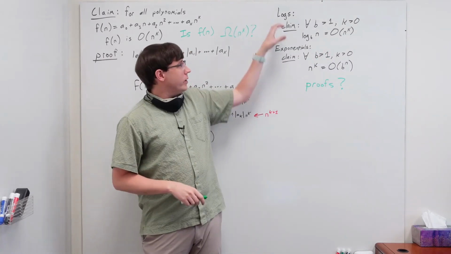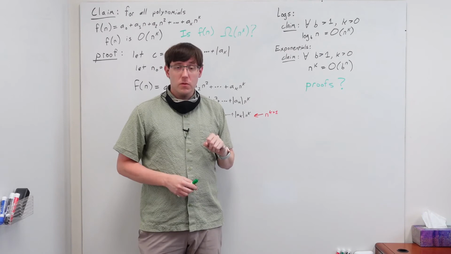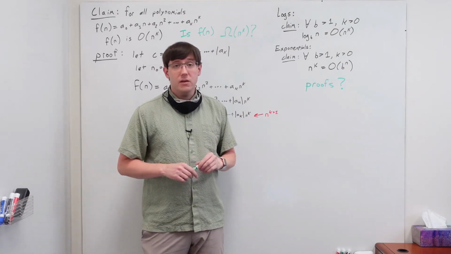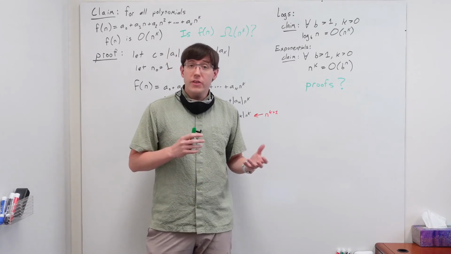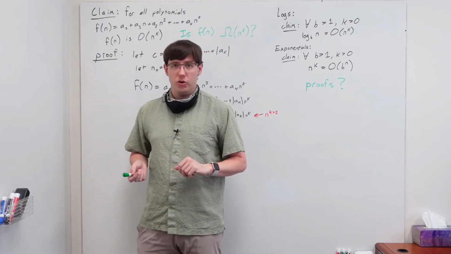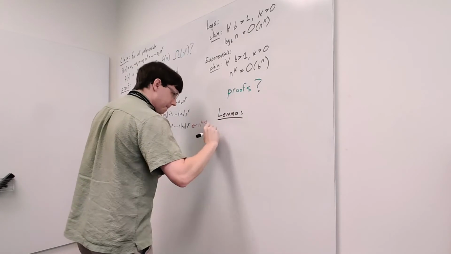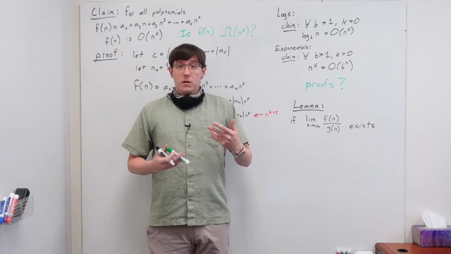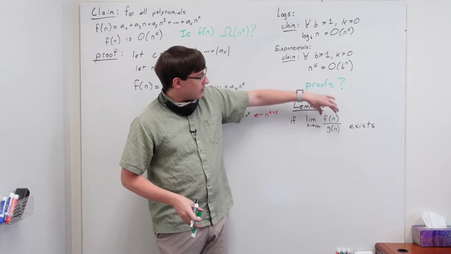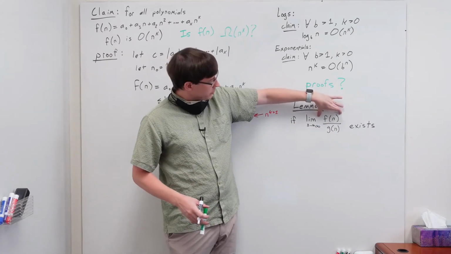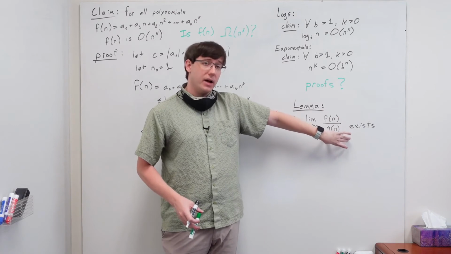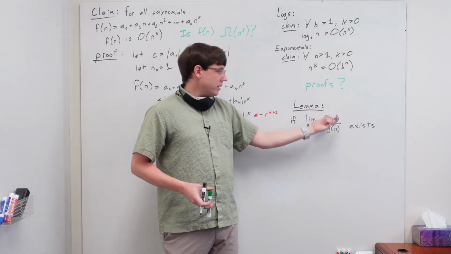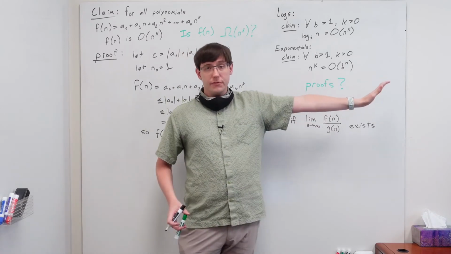So, how would we prove these claims? Well, the easiest way I know of is to use a lemma that gives us an alternate way of thinking about big O notation. So, here we're thinking about taking the output of function f and dividing it by the output of function g, and taking the limit as n goes off to infinity.